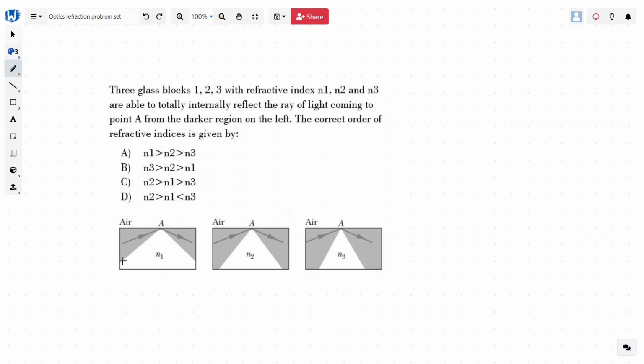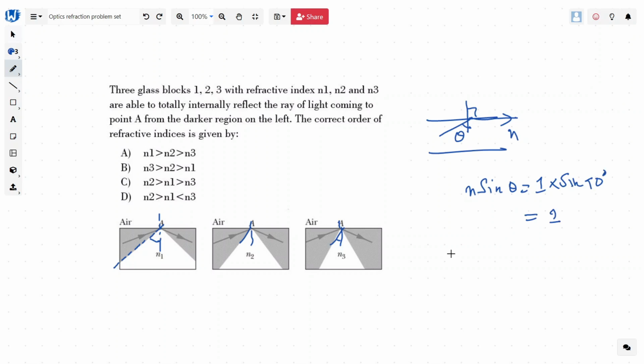But as we change this critical angle, in this medium, when the value of refractive index is n1, we have a bigger critical angle. Here we have less, and here we have very less, right? So let's write a general formula for finding the critical angle. Here we have theta, and let's say n. So n sine theta is going to be, this is 90 in the air, into sine 90, it's going to be 1, and sine theta is going to be 1 by n.